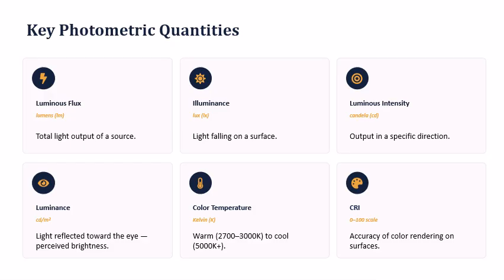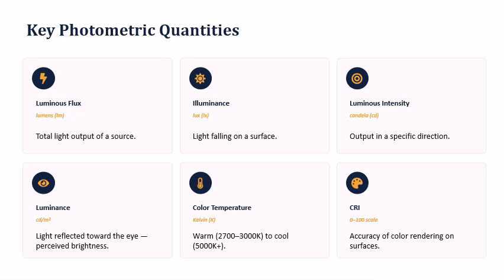Next is about the photometric quantities. First is luminous flux, then illuminance, luminous intensity, luminance, color temperature and the CRI. Luminous flux is measured in lumens, that is LM, which is the total light output of the source. Illuminance is measured in lux, the amount of light falling on a surface. Then luminous intensity, measured in candela, CD, is the output in a specific direction.